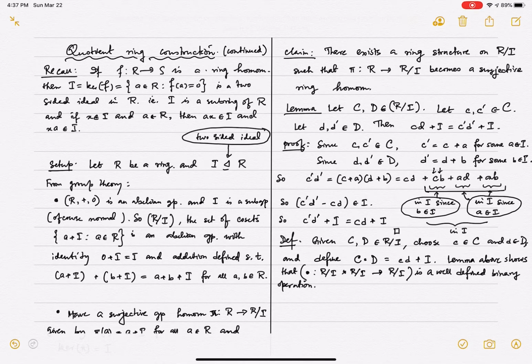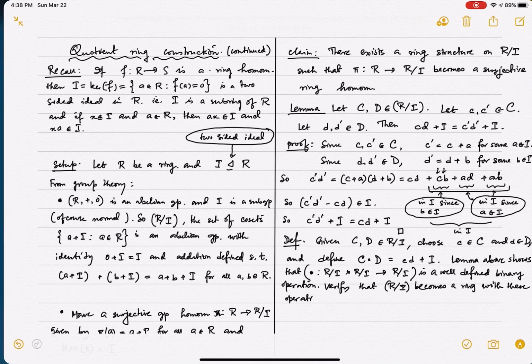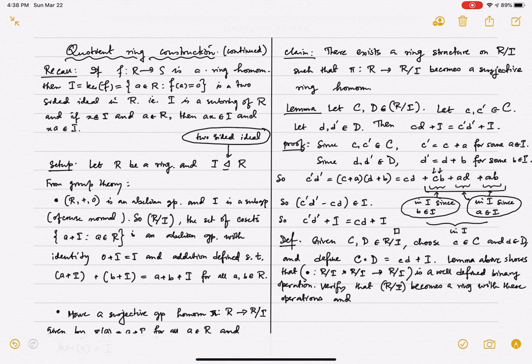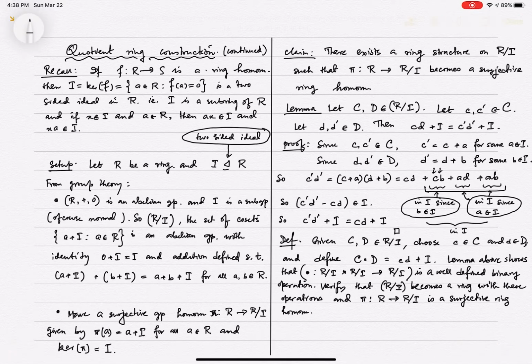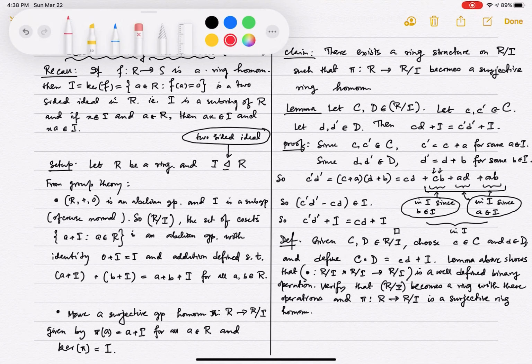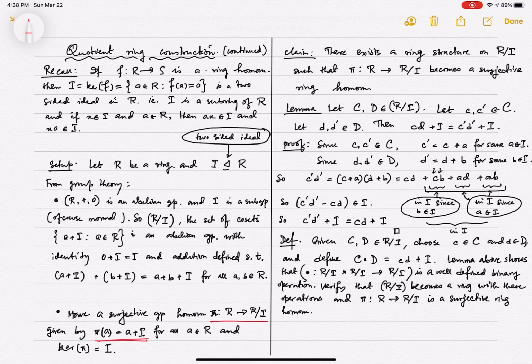And verify that R mod I becomes a ring with these operations, and pi, our pi up here, R to R mod I, is a surjective ring homomorphism. This pi. Definition is back here. And its kernel is I, of course.